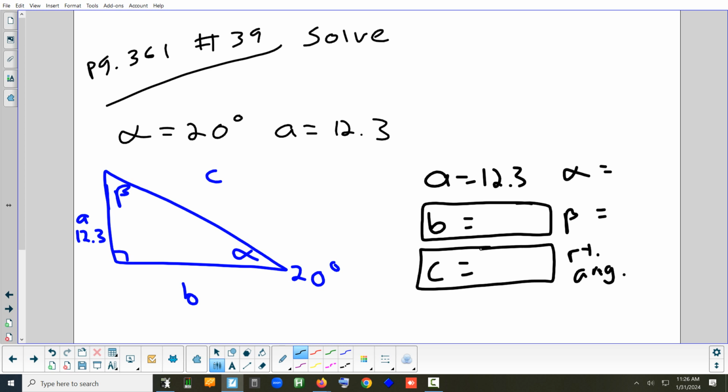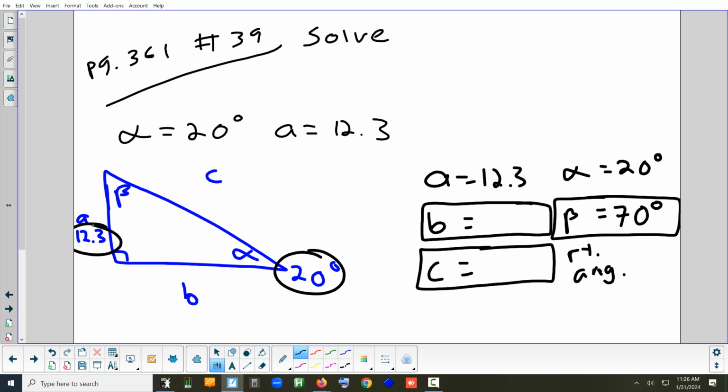Do they give me alpha? Yes, alpha's 20. And do they give me beta? No. They don't give it to me, but I can find it pretty easily because they all have to add up to 180. So what does beta have to be this time? 70 degrees. So beta is going to be 70. I'm not even going to fill that in on my diagram, because if I don't fill it in, then I won't be tempted to accidentally use it. I'm only going to use the circled stuff, because that's what was given. Any question on how we got beta?